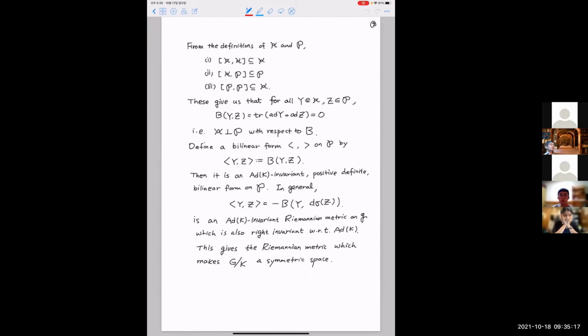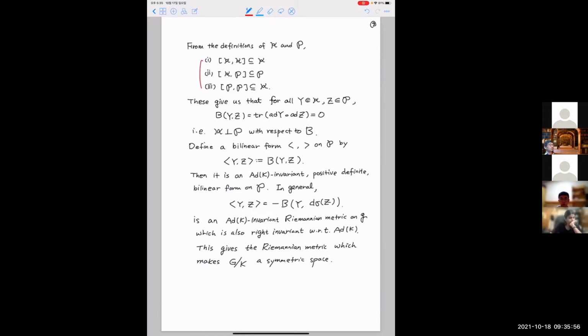Okay, so what is the relation between the Killing form and the Cartan decomposition? We already saw that if you have a symmetric space, then you can decompose the real algebra of G into plus and minus eigenspaces, right? So 𝔨 and 𝔭. So we know this, and then we can see what the relation between them is.